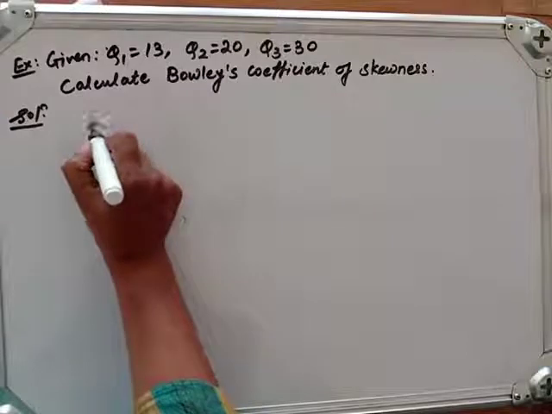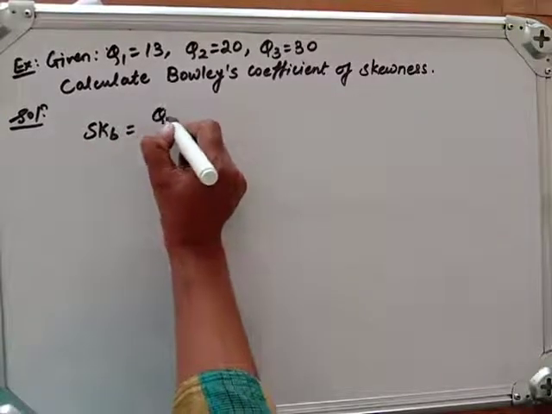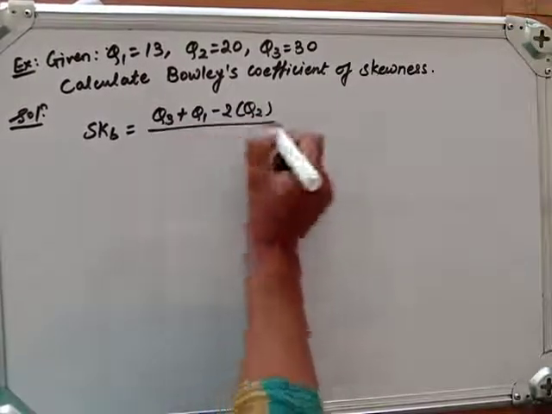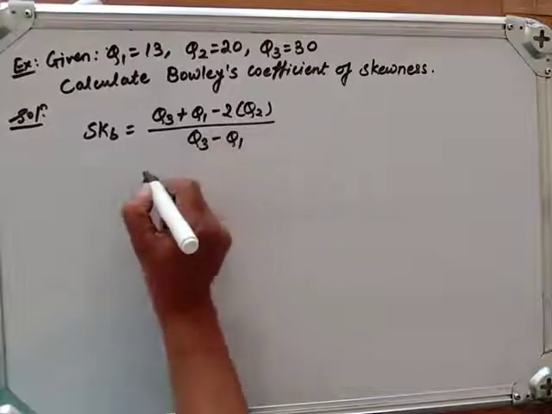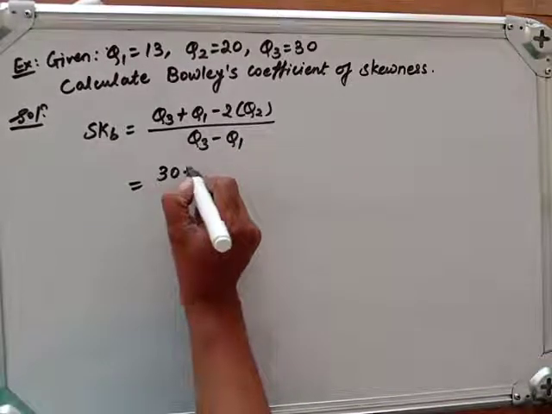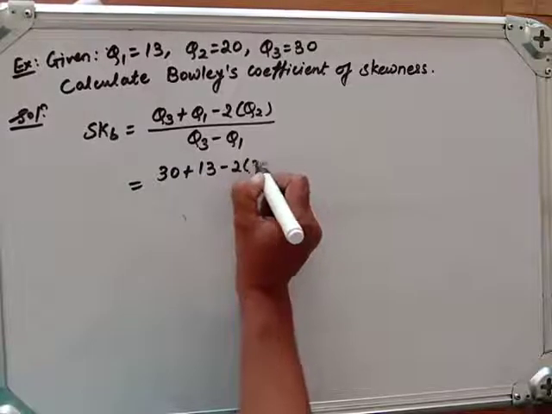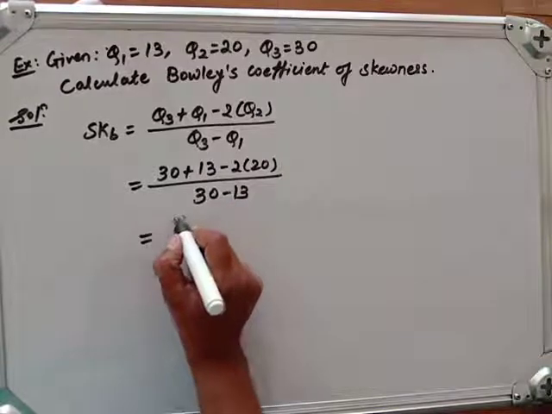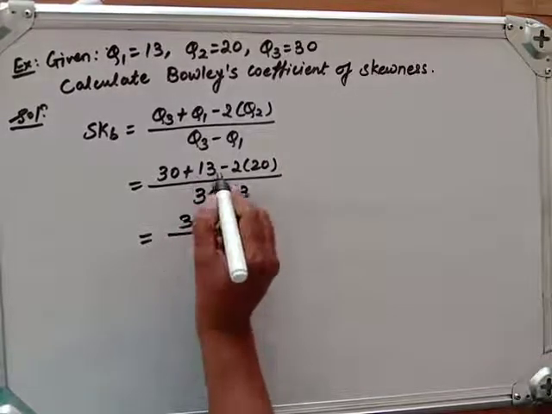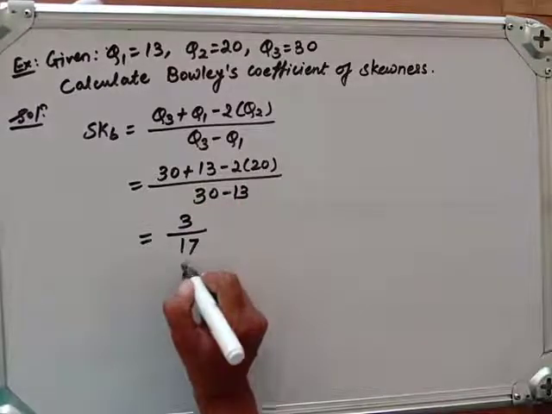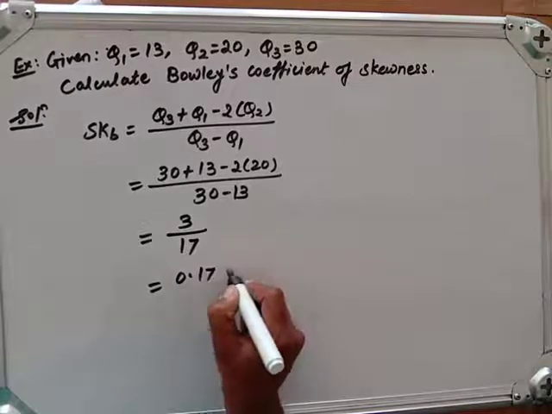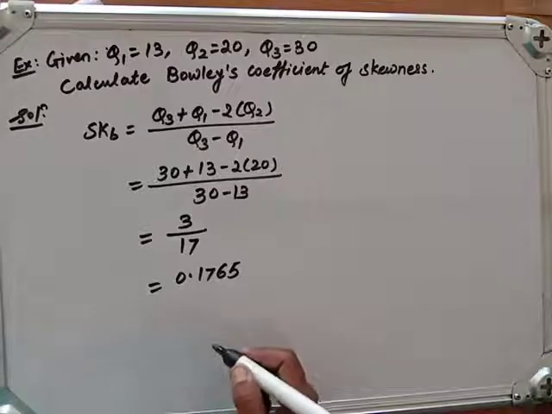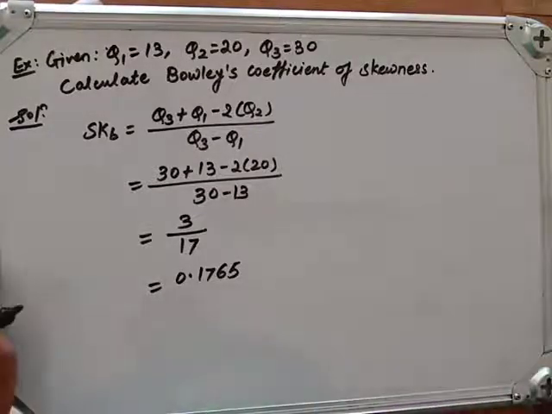Now, it is already given, so let me write the result directly. It is Q3 plus Q1 minus 2 times the median, Q2, upon Q3 minus Q1. So it will be 30 plus 13 minus 2 times 20 upon 30 minus 13. So it is 43 minus 40, so 3 upon 17. So it is 0.1765. SKB, or the coefficient of skewness, is this one. Now the next example.